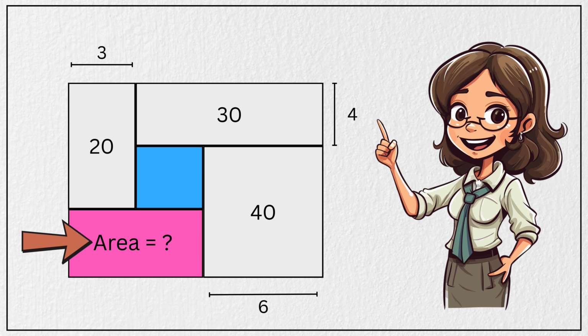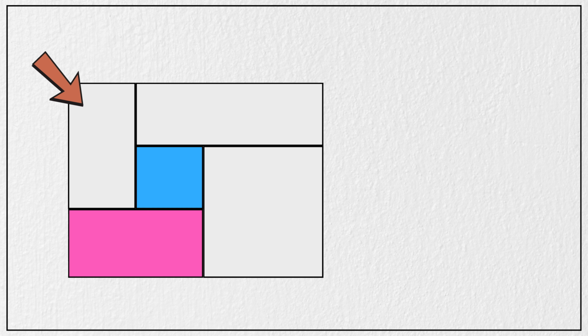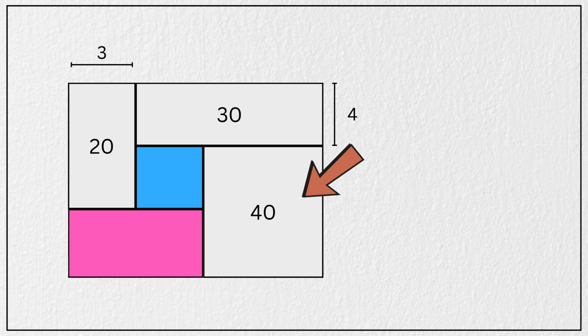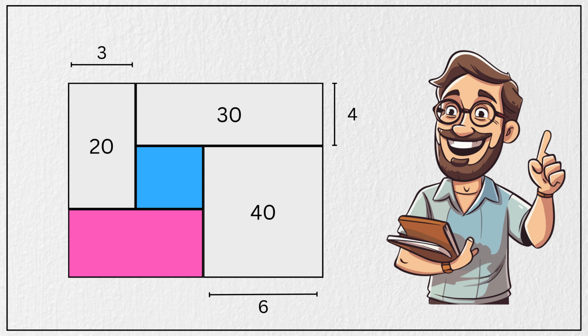Can you find the area of this pink shaded region? We are given a blue shaded rectangle and 4 rectangles arranged around it like this. This rectangle has an area of 20 square units and a base of 3 units. This rectangle has an area of 30 square units and a height of 4 units. Similarly, the area of this rectangle is 40 square units and its base is 6 units. And our goal is to find the area of the pink shaded rectangle.